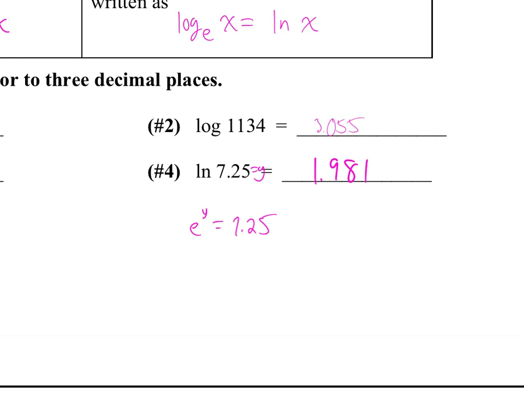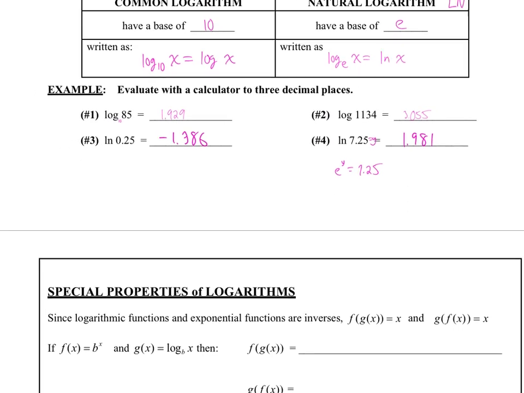So that's saying basically take 2.718 to what number equals 7.25. It's basically telling you what the power is that would give you 7.25, okay? All right, and there we go.